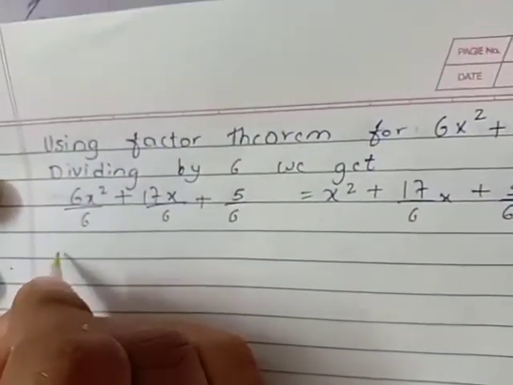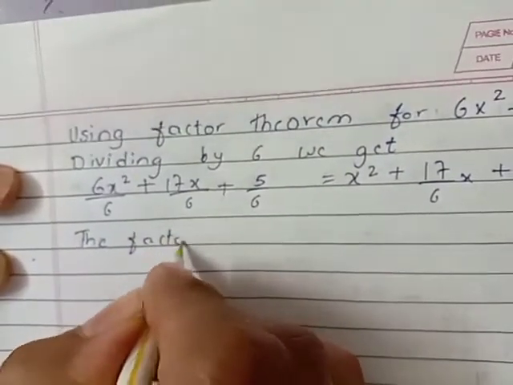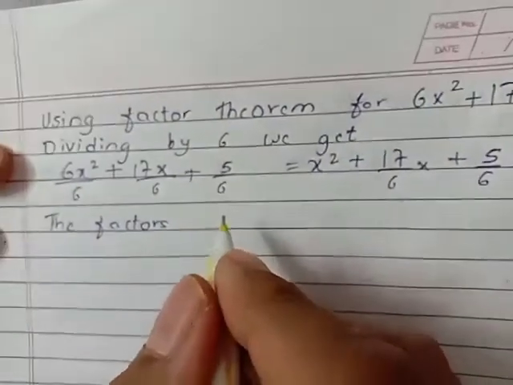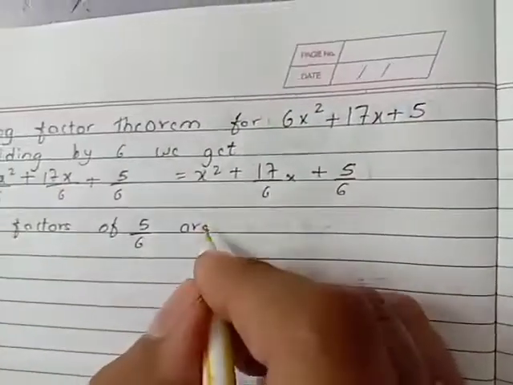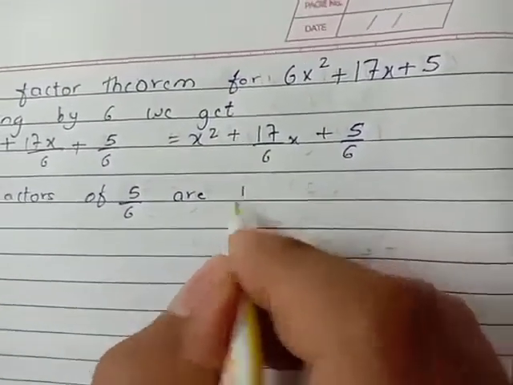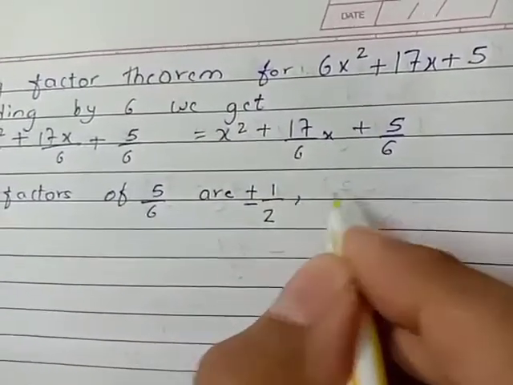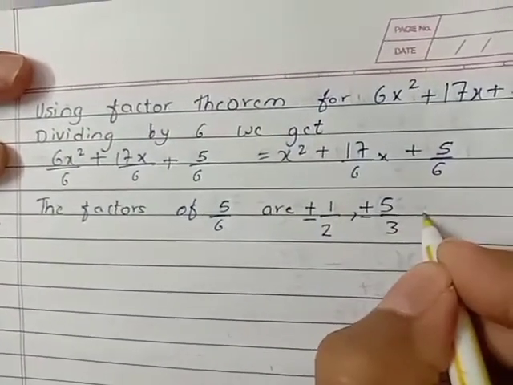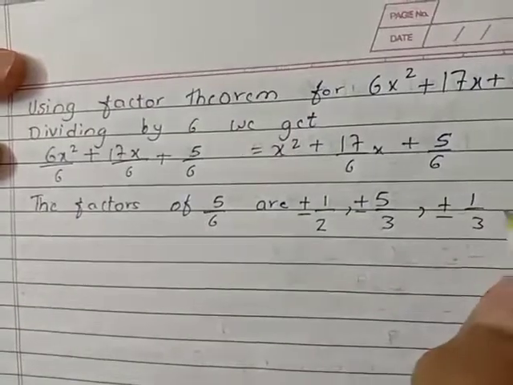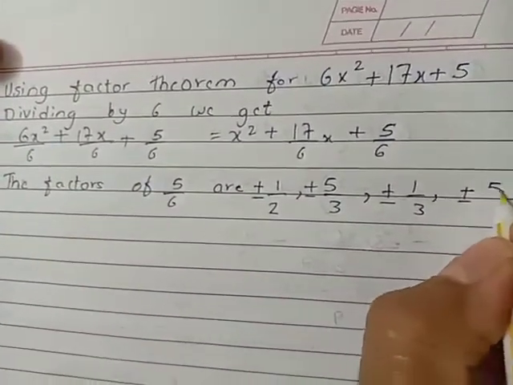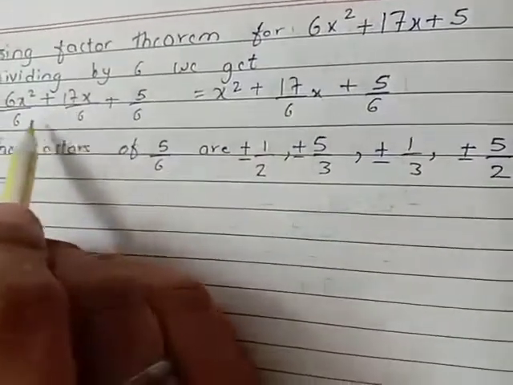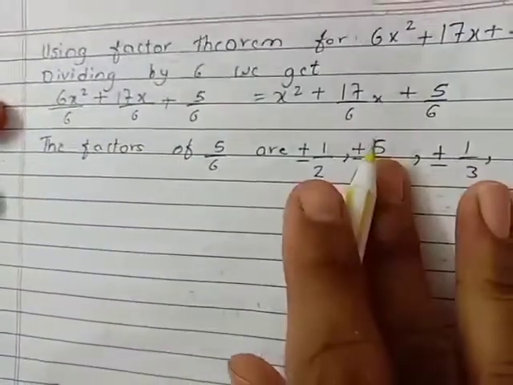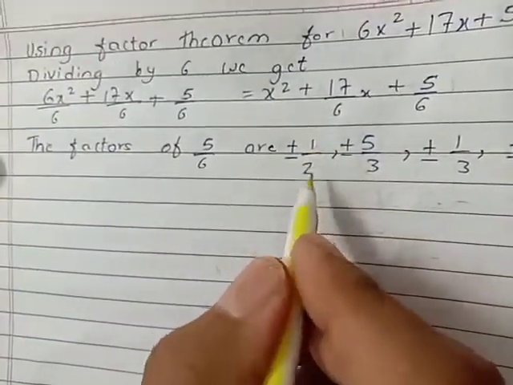The factors of 5 by 6 are, what will be the factors of 5 by 6? It can be plus minus 1 by 2, it can be plus minus 5 by 3, it can be plus minus 1 by 3 or plus minus 5 by 2. Okay, these are the factors of 5 by 6. So now we will substitute all these in this equation. So we will start with substituting plus 1 by 2.